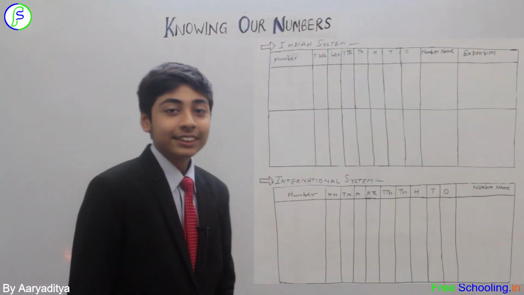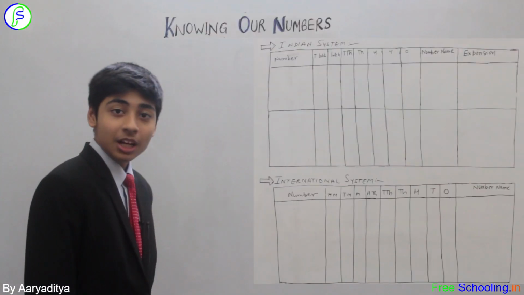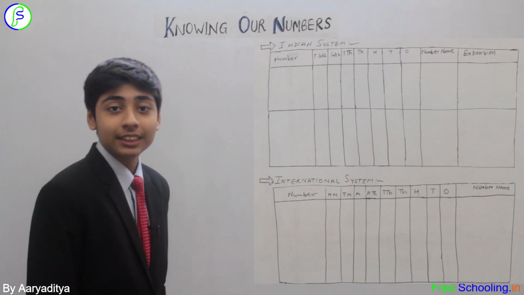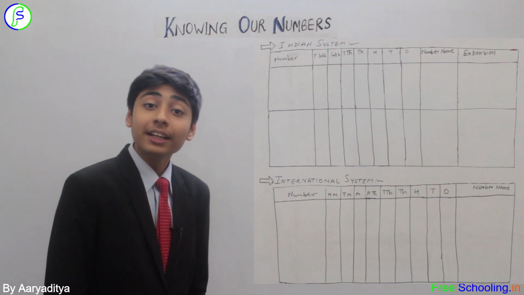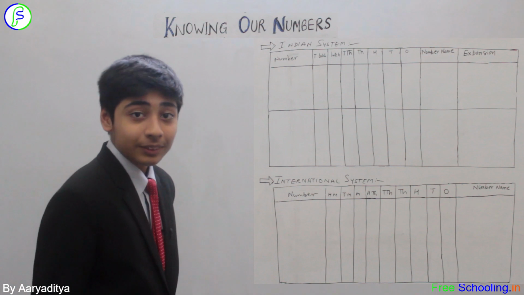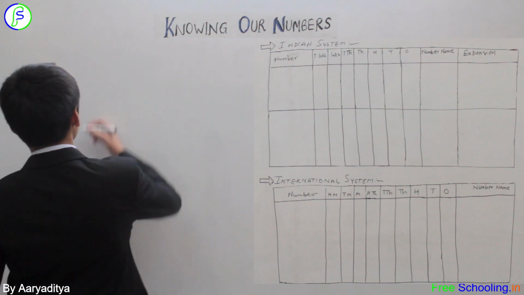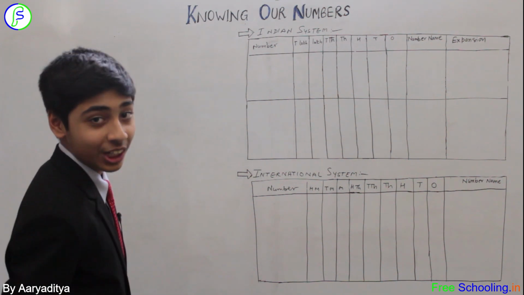So today we are starting with exercise 1.1 of chapter number 1, Knowing Our Numbers. But before starting the exercise, let me clear a few concepts that have been implemented in the exercise. So first, let us clear a few concepts and then move on to the exercise. The first topic that we are going to cover in this chapter is comparing numbers.